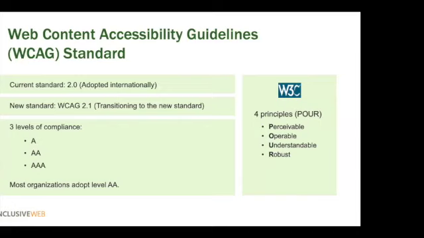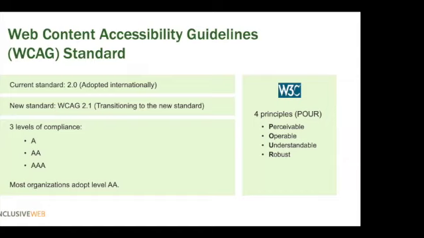What these standards do is set a bunch of principles and guidelines for us. And they are testable statements. There are 3 levels of compliance: A, AA, and AAA. Level AA is what most organizations go with. Level A is the lowest level. Level AAA is the highest level. So level AA is sort of a healthy medium.